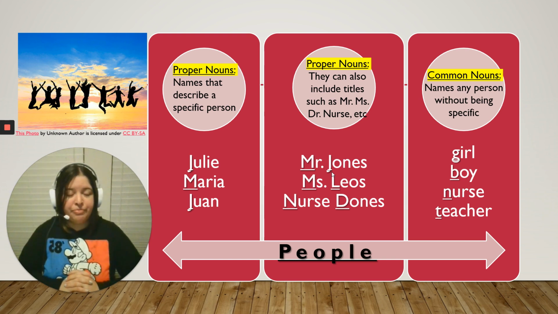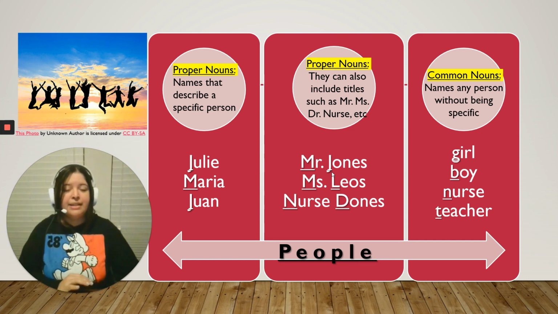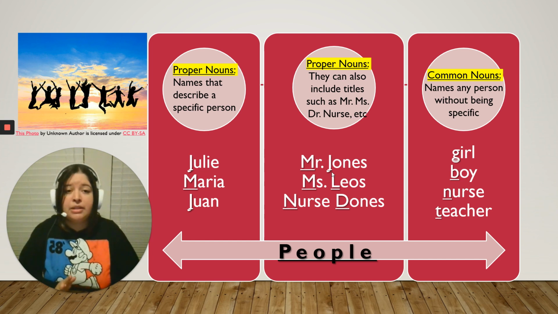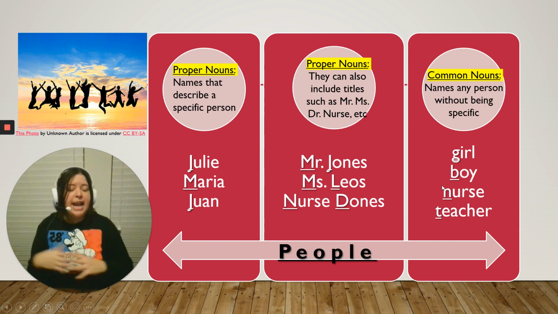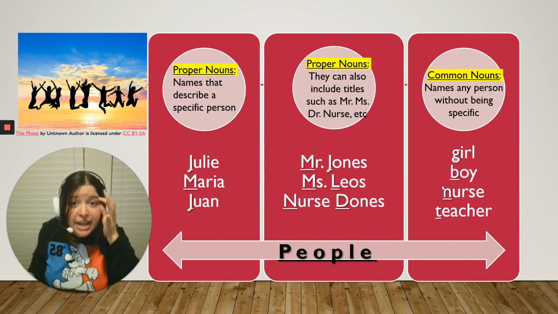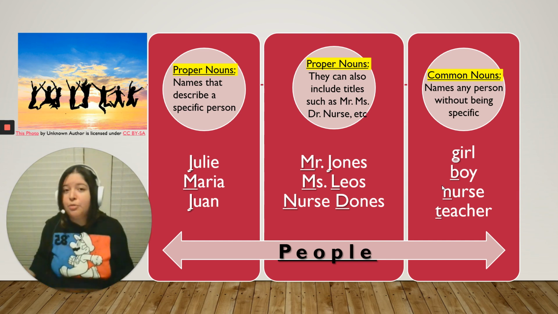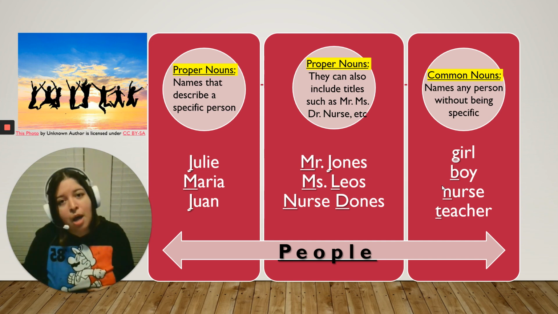at the beginning. However, the difference between a proper noun and a common noun is simply that you're not being specific whenever you're using a common noun. Take a look. Common nouns name any person without being specific. Girl, boy, nurse, or teacher. Girl could mean any girl in the classroom, maybe any girl in the school, maybe any girl in the neighborhood or in the world. We don't know who we're talking about. That's what makes it common.